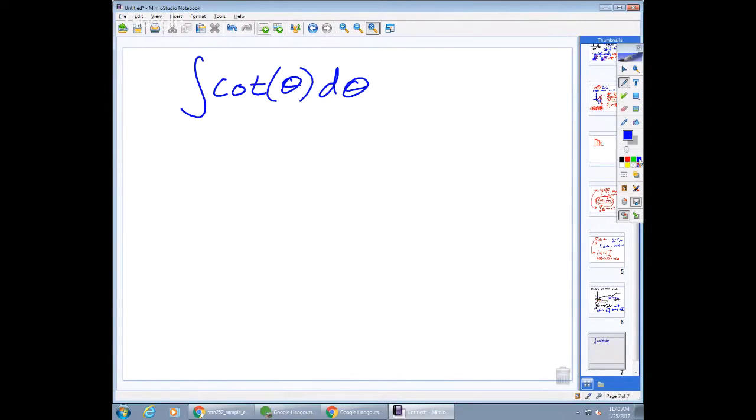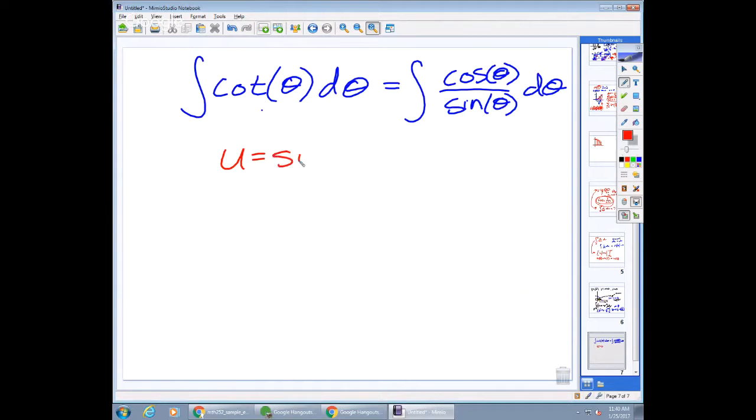If I don't recognize this function as a derivative of something off the top of my head, then I rewrite in terms of sines and cosines. That's a good practice with trig stuff. So this would be equal to the integral. Let's see, tangent is sine over cosine, so cotangent is cosine over sine. And then generally, if you have a fraction involved with other stuff, the safe bet for a u substitution is to pick the denominator, which is a good guess here because the derivative of the sine is the cosine. So if we let u equal the sine of theta, then du has to be the cosine of theta times d theta.